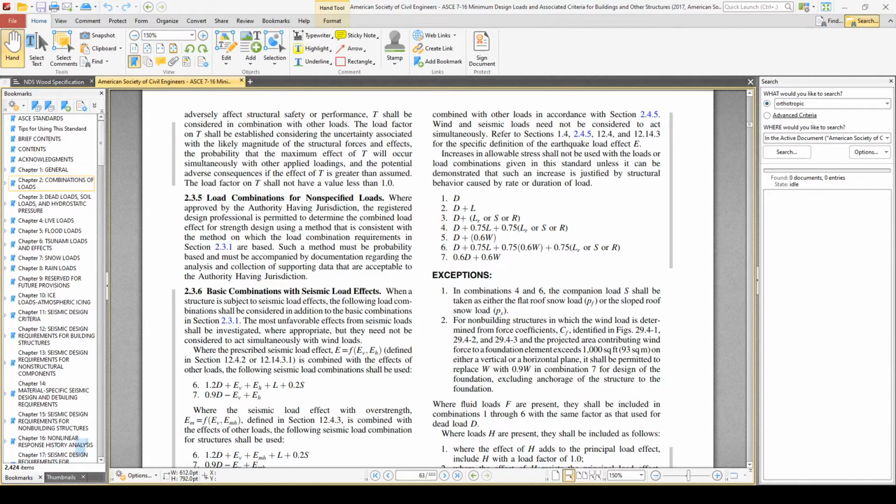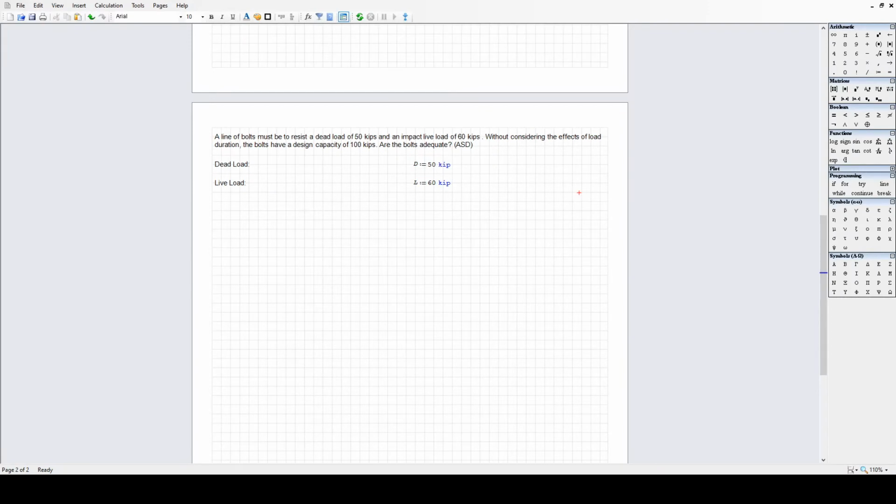Okay, so let's go back to SMath now. All right. So we have a dead load of 50 kips and a live load of 60 kips. So our overall load, I'm just going to call that P. I'm assuming this is tension. Oh, let's define that as D plus L, and it's that many newtons, or if I transform that to kips, 110 kips. Although we could have just added that up in our heads, of course.